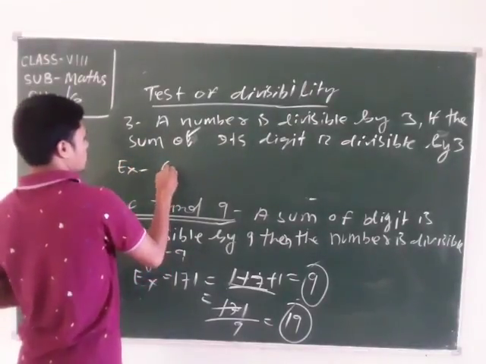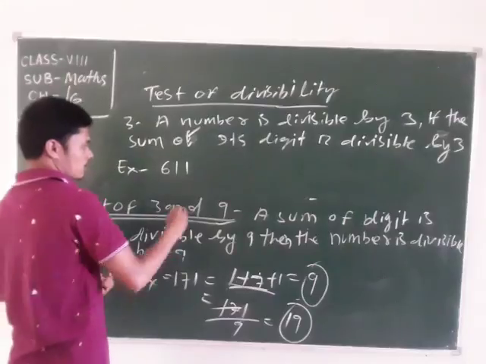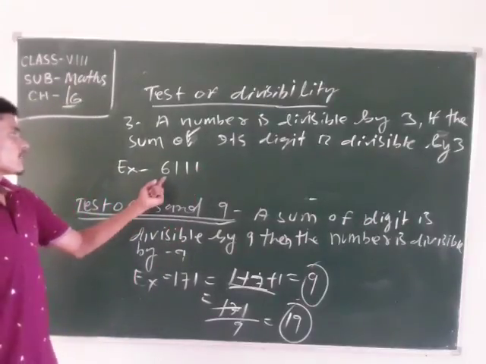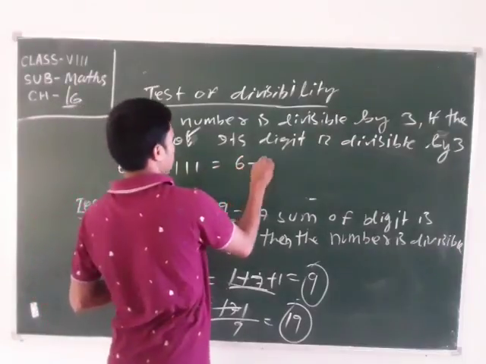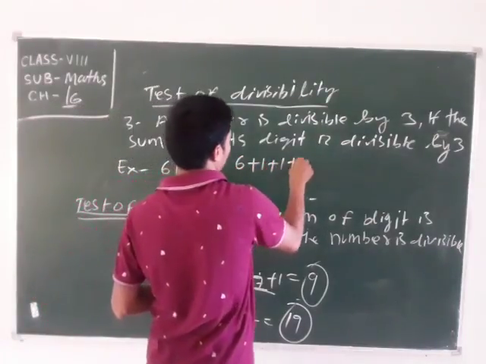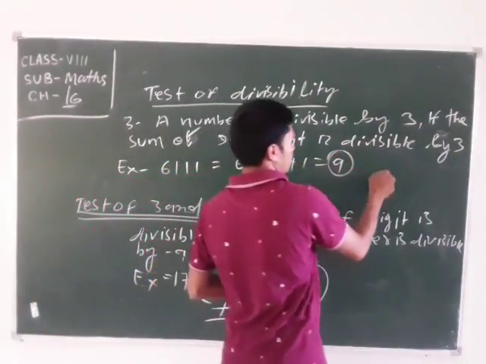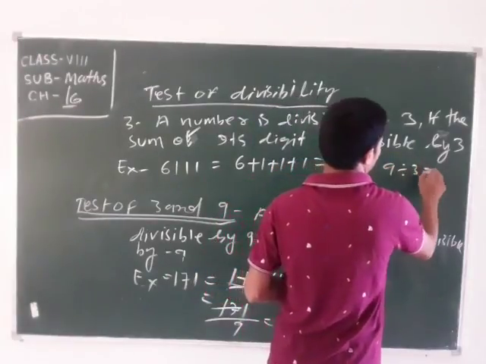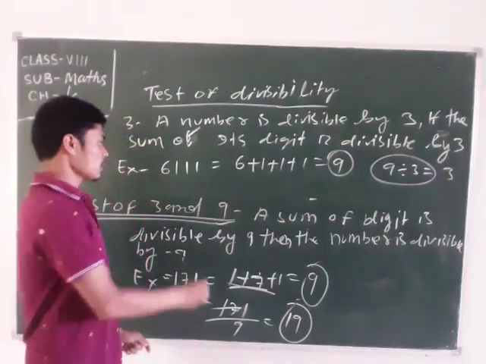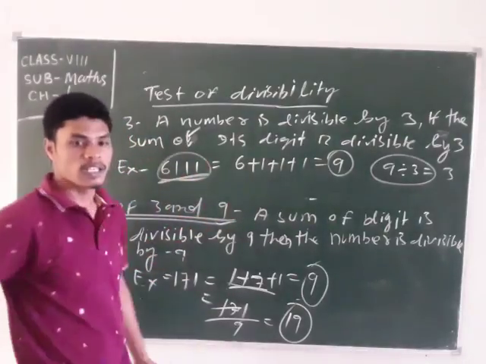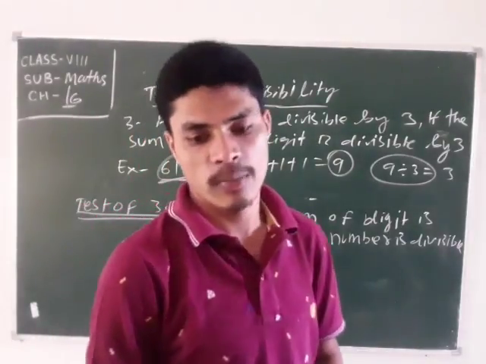Example: 6111. Please add the digits: 6 plus 1 plus 1 plus 1 equals 9. Then 9 divided by 3 equals 3. That means the sum is divisible by 3 and the whole number is divisible by 3. I hope everyone has understood divisibility by 3.